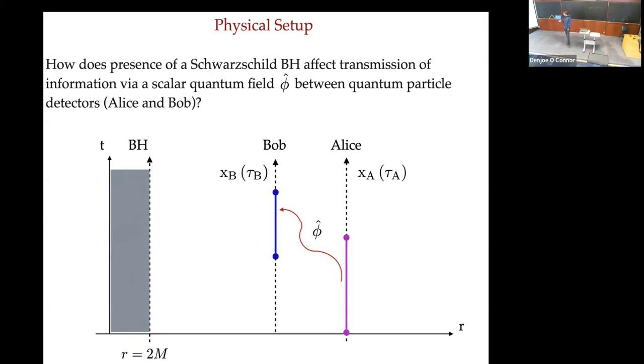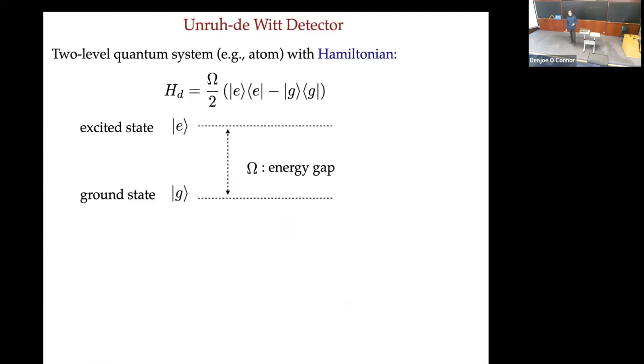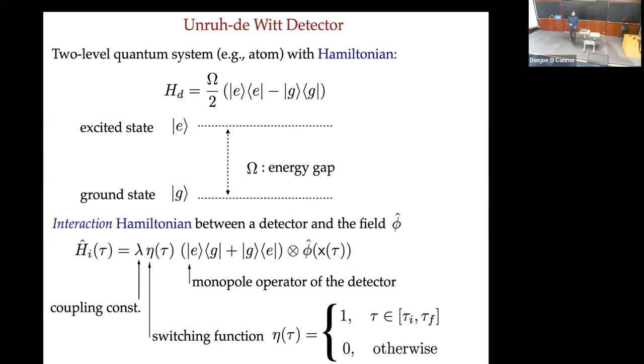We've got two quantum particle detectors. We're quantizing the field now, and we've got two quantum particle detectors, Alice and Bob. The black hole is here, and the event horizon is here. This is Schwarzschild now, with event horizon 2M. And these are your two particle detectors, following two different worldlines, x_A and x_B. We want to look at communication between the two detectors, passing information through the field between them. So how do we model the two detectors? Well, we use the so-called Unruh-DeWitt detector, a very simple toy model. There's the Hamiltonian for the detector. You've got some energy gap given by omega, an excited state and a ground state for the detector, both for Alice and for Bob.